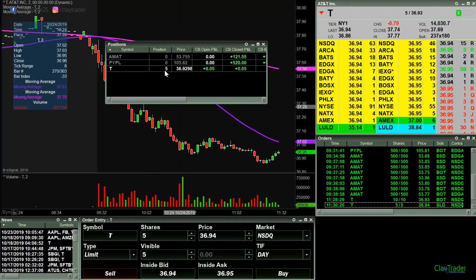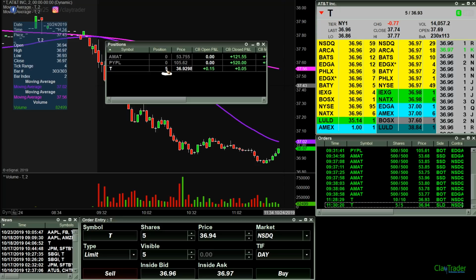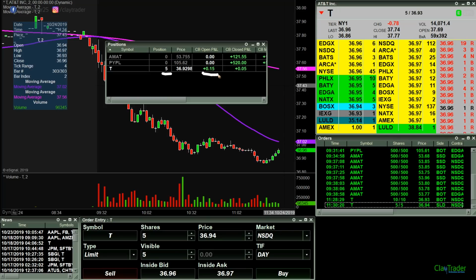Notice how it went down. So why did it go down? Well, in trading jargon, I decreased my position. I sold some of my shares, therefore now instead of 10, that's 5. So what's going on here with my open P&L? Well, because the AT&T is going up more, now my open P&L is at 15 cents.